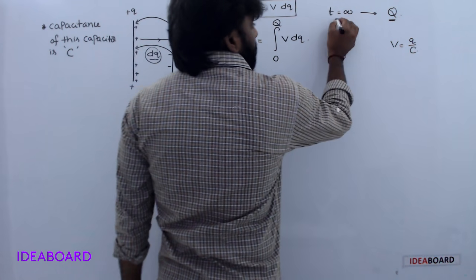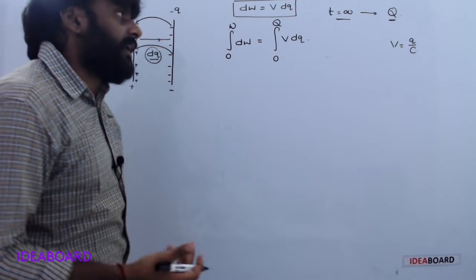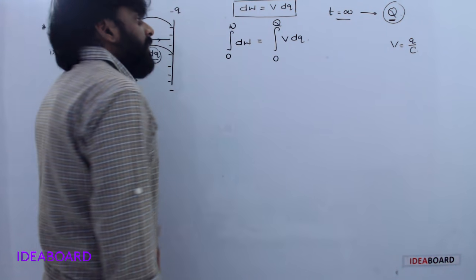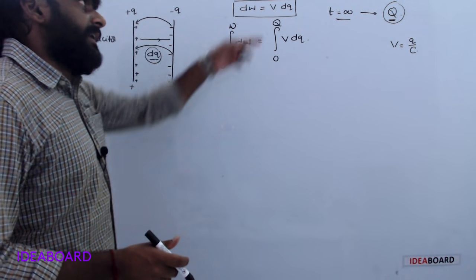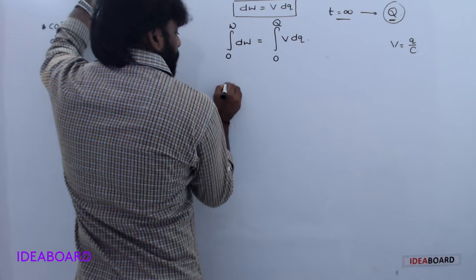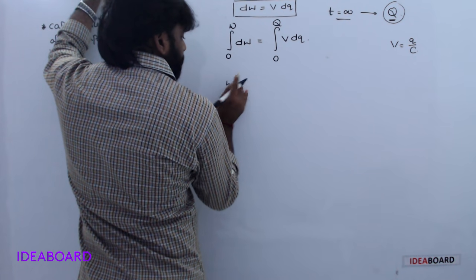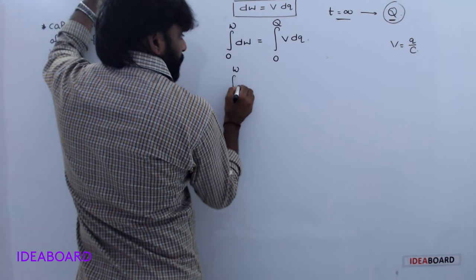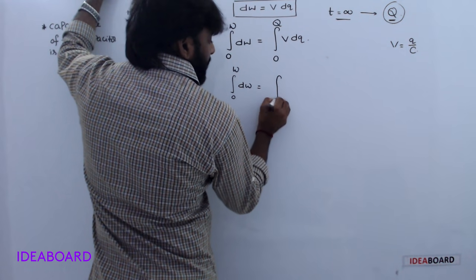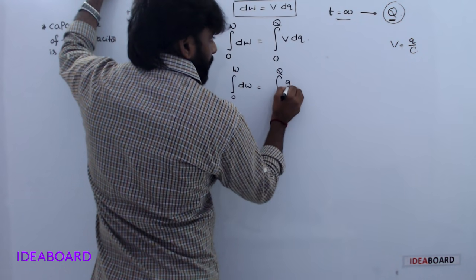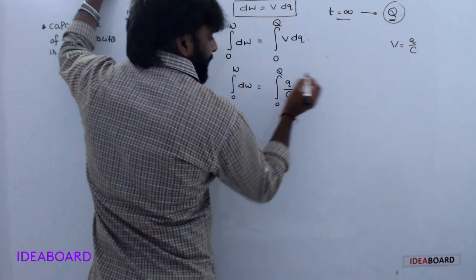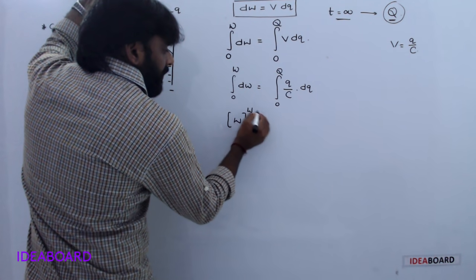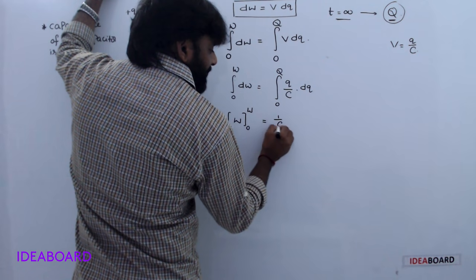After a long time, that means you take it as infinity, the capacitor is fully charged. So to find out the total work done, integrating dW, W, simply integrating 0 to W dW is equal to integrating 0 to Q, V equal to Q by C dQ. Okay, here 1 by C is constant.